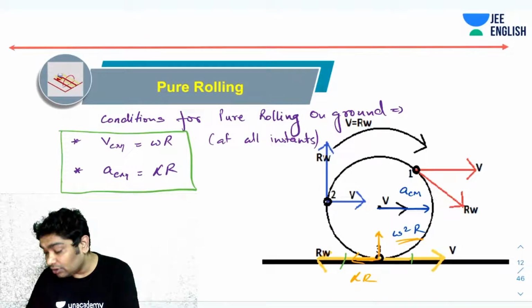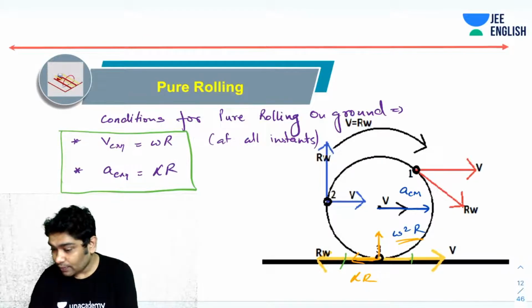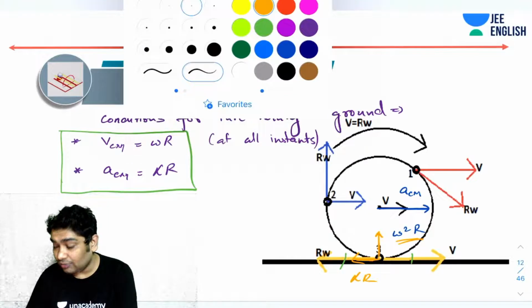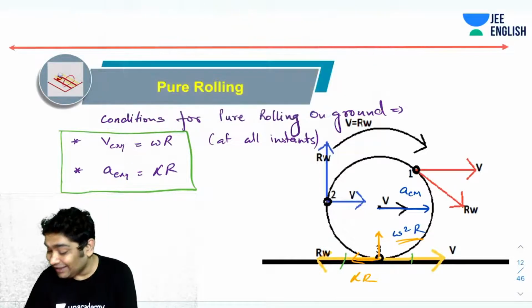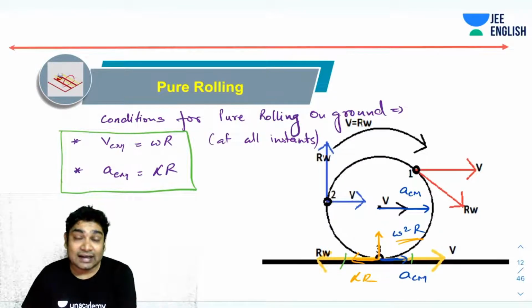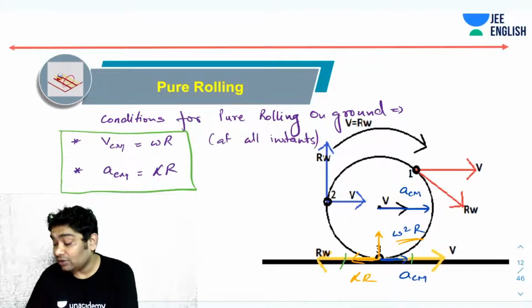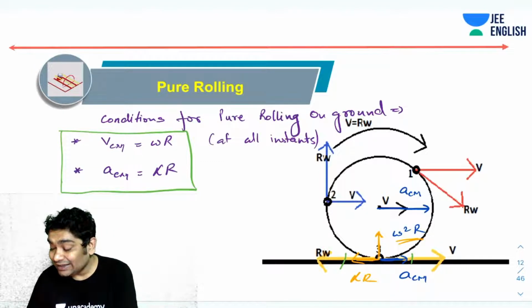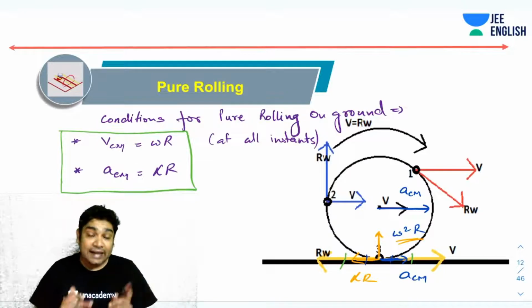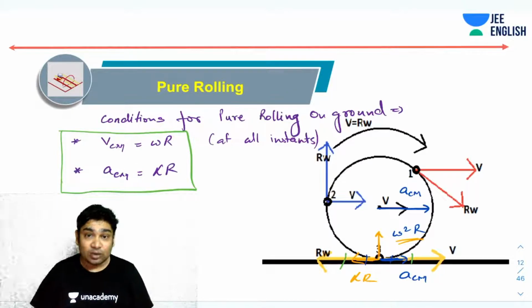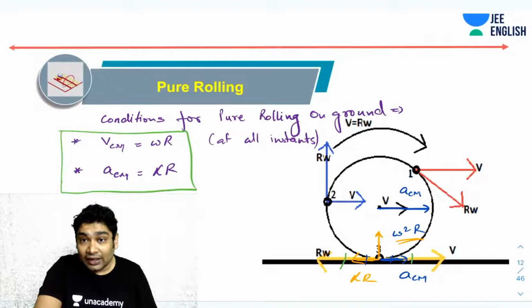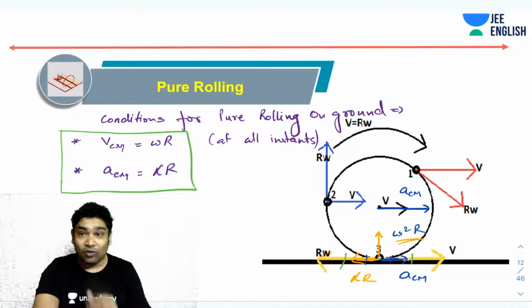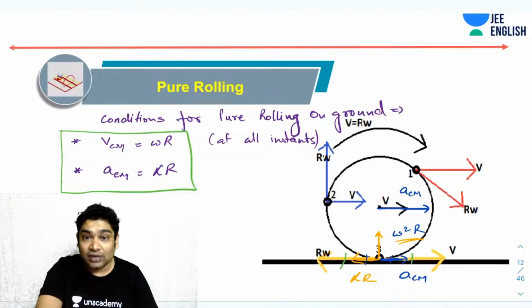Now you add to this the a_CM. To find the net acceleration of this in the ground frame, you will also add a_CM to this. Now, what you will realize is that these are the three accelerations that I can see this body having, right? So in this particular case, these two will cancel each other out. The alpha R and the a_CM cancel each other out because they are directed in opposite directions. However, you still have one acceleration left, which is omega square R.